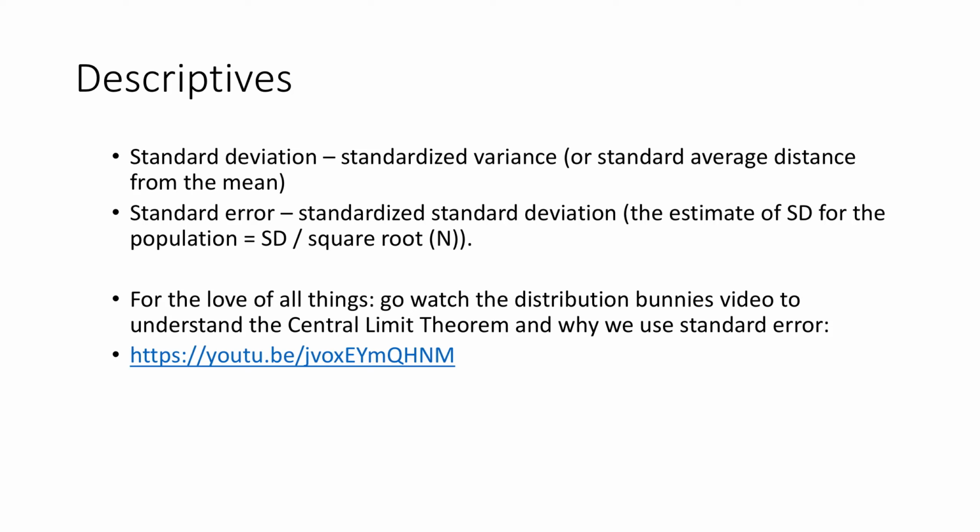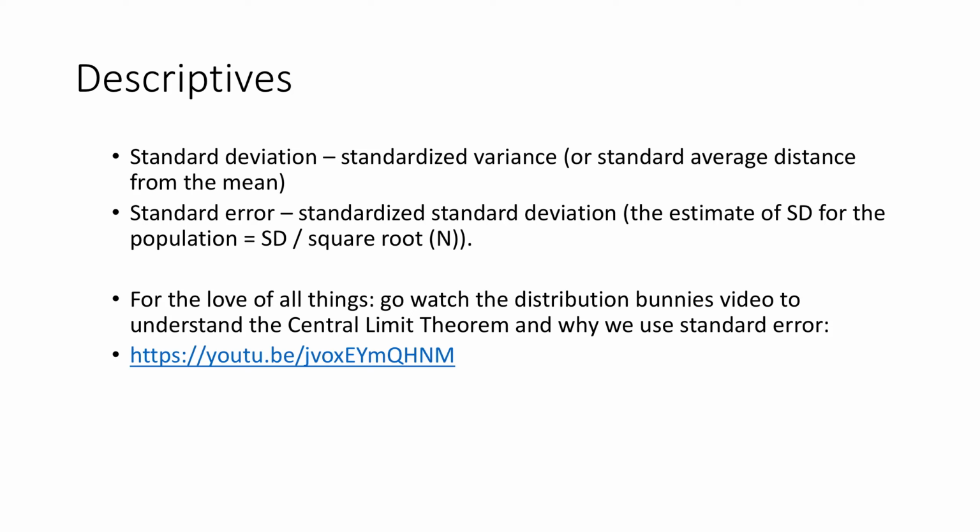So this is a question of how can we measure the actual spread around the mean for everyone, versus standard deviation, which is the spread around the mean for this group of people. That's where standard error comes into play. So standard error is the standardized variance, or the standard deviation. And it's an estimate of standard deviation for a population, for the larger whole of people.